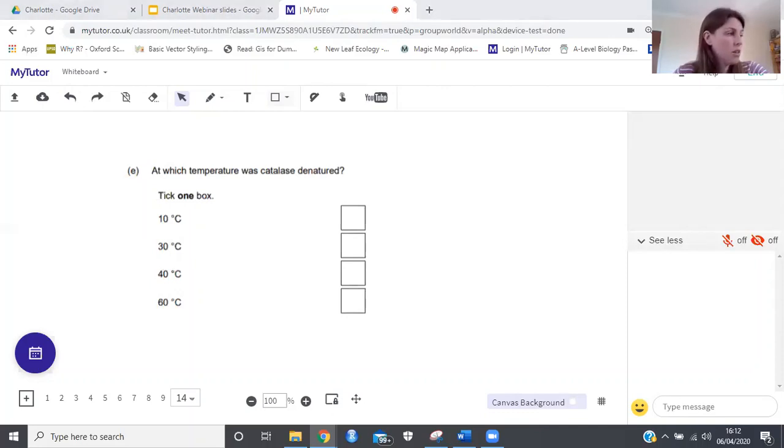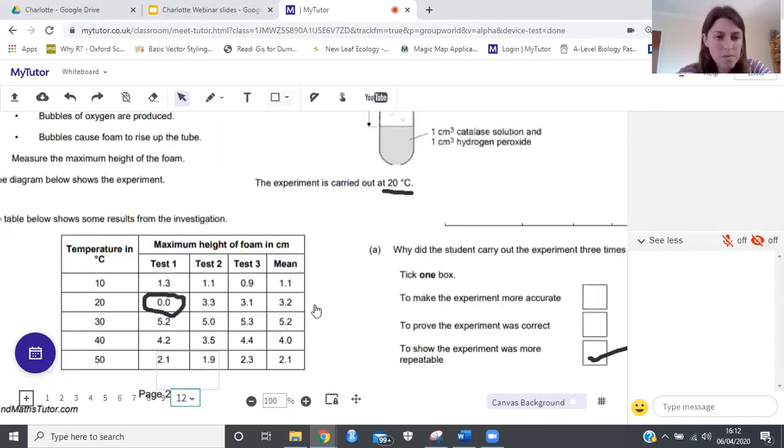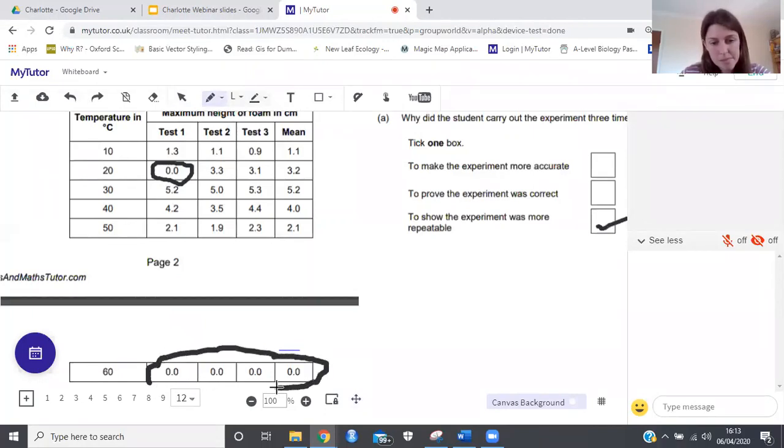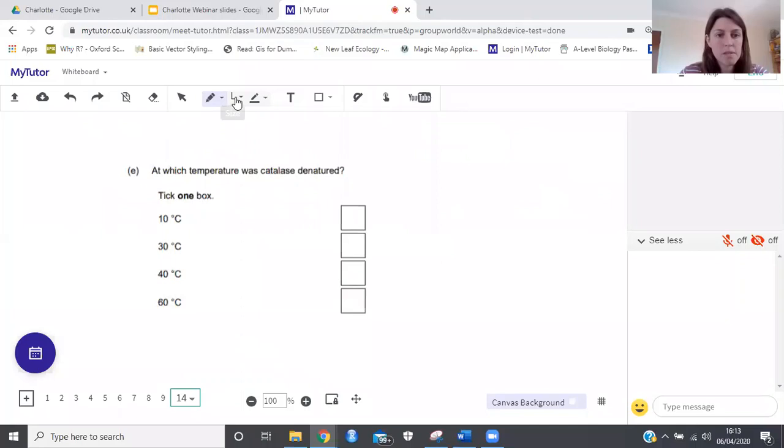Okay, so if we go to our table, and we need the last row of the table for this question. So here, we see we have a whole row of zeros at the bottom here. That's where the enzyme just wasn't working anymore. And so that's what we need to tick. So that's where it had completely denatured. Okay, so that's that question.